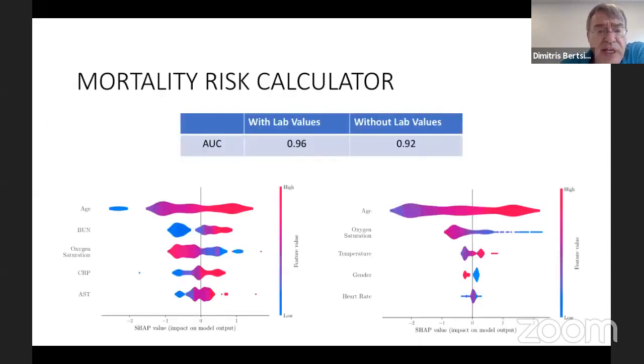Lab values are optional. We developed a model quite accurate, I would say, using boosted methods. With lab values, the mortality calculator was 96% accurate, and without lab values, 92%. The method is also able to find the most important parameters that affect prediction. So age, BUN, oxygen saturation, and so forth are quite relevant.